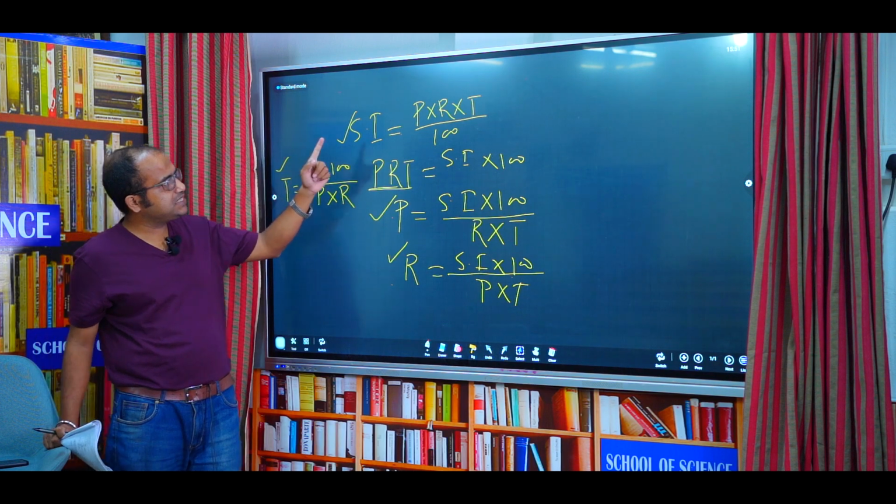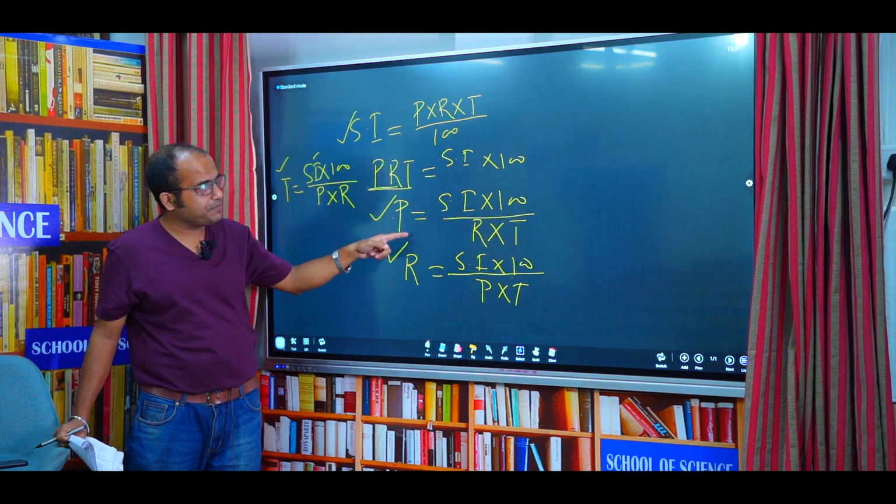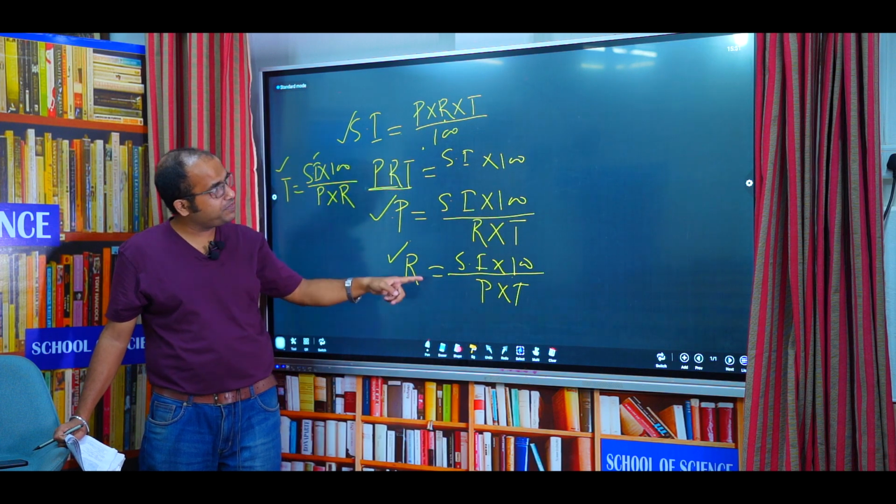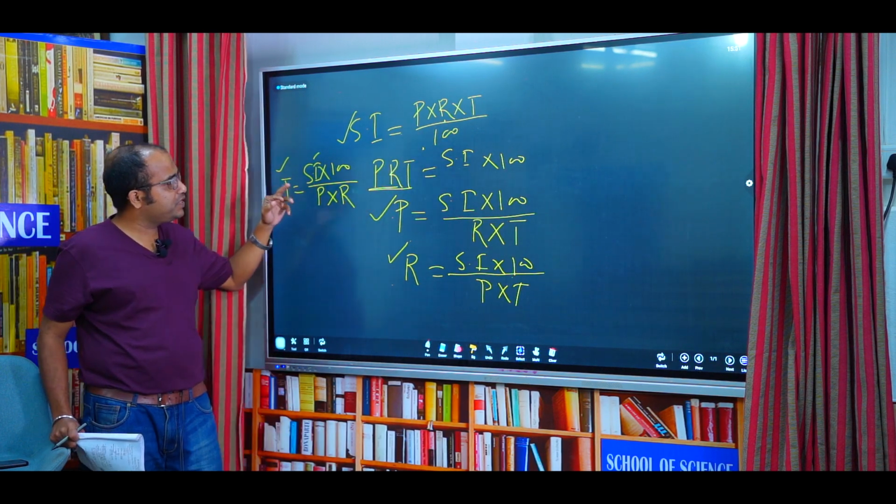So these are the basic things. If principal is unknown, we get it from there. If R is unknown, that means rate of interest is unknown, we get it from there. If time is unknown, then we get it from there.